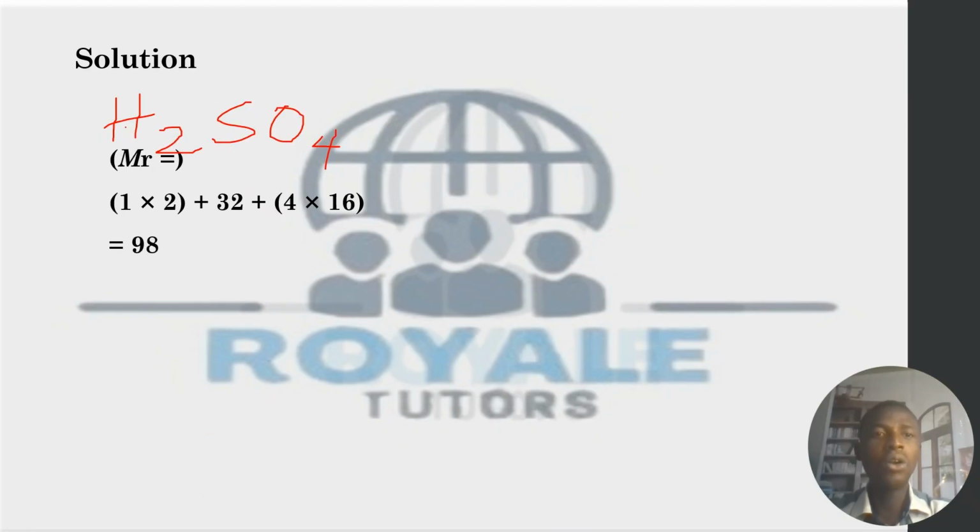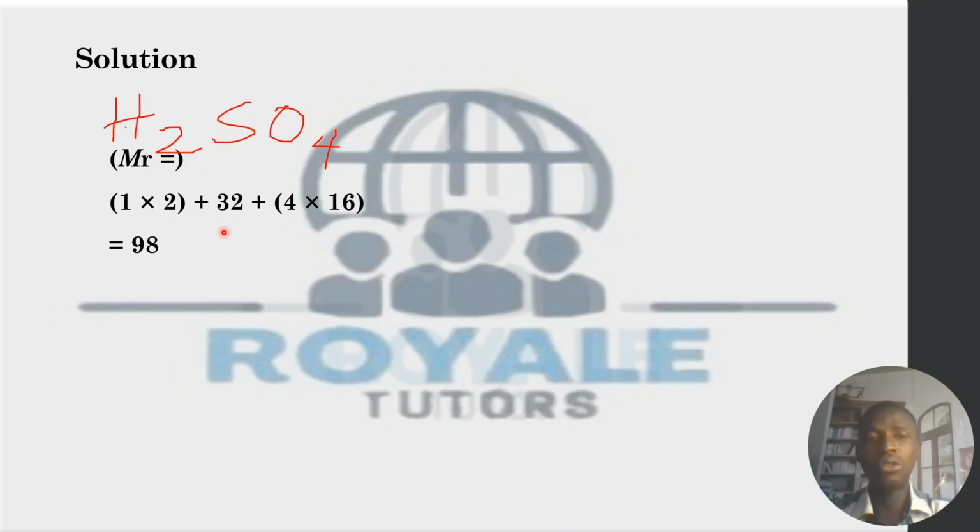Now we move on to the solution. It's advisable you write your H2SO4. When you have your H2SO4, you will know how to go about the calculation. Don't forget that the relative atomic mass has been given to you. Hydrogen is 1, so because we have 1 hydrogen, that will be 1 times 2. How many hydrogen do we have in H2SO4? 2 hydrogen. So we have 1 times 2 plus, what is our sulfur?